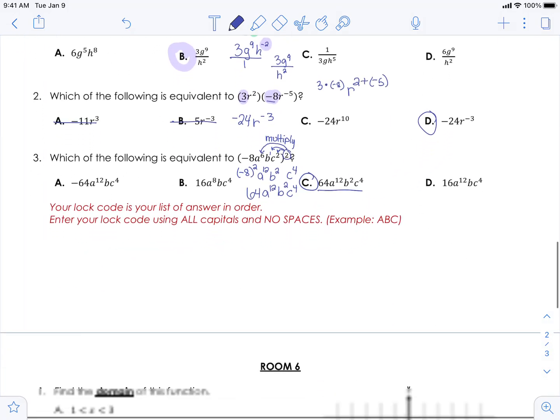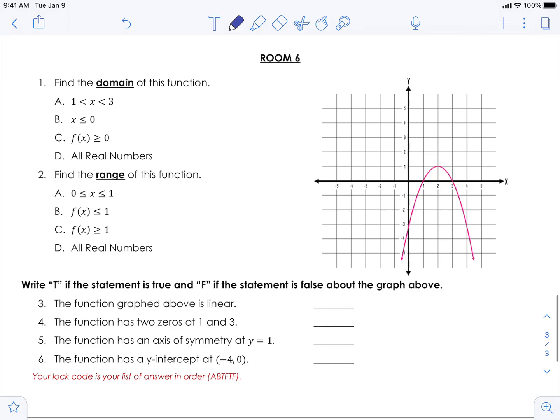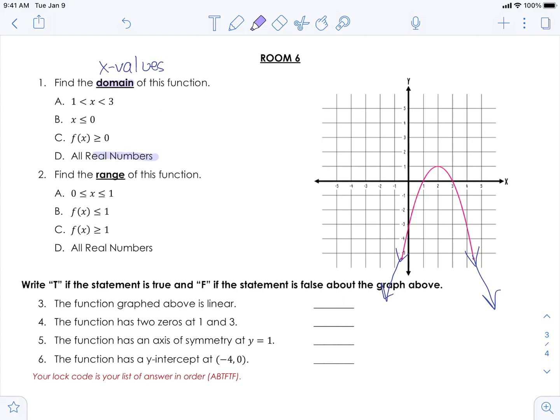Okay. Looking at the next one, we're going to talk about some key features again of quadratics. So let's see how this goes. Find the domain of this function. Remember, domain is our x values. Looking at it, it does have arrows, which means it's going to keep opening up forever and ever and ever in both directions, which makes our domain all real numbers.